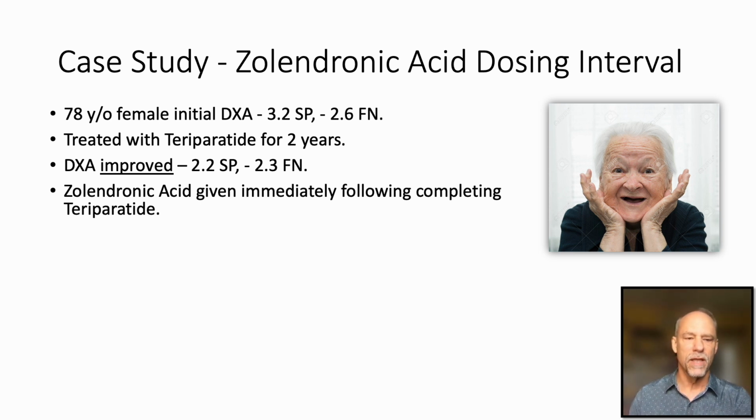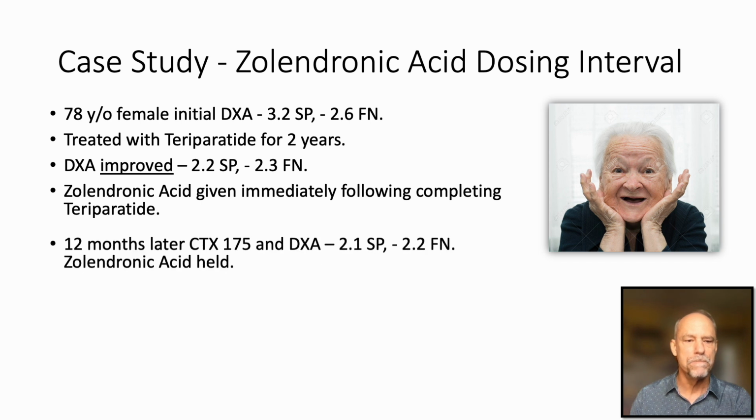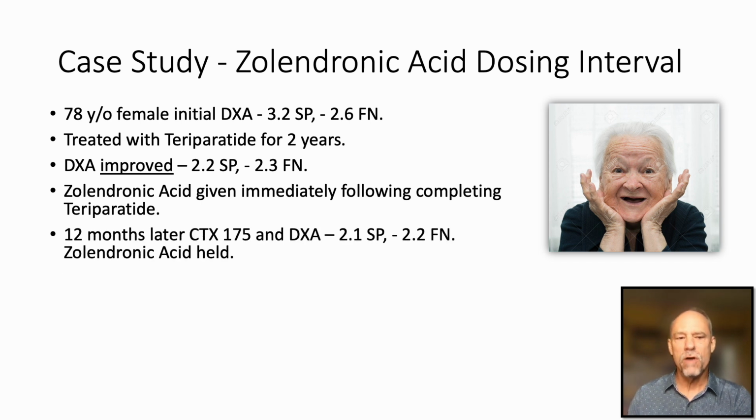So if the last dose is at the end of November, the first dose of zoledronic acid would be in the beginning of December, right away. So at 12 months, her CTX was 175, so much less than 300, and her DEXA was even a little better than it was a year before. So she continued to have improvement.